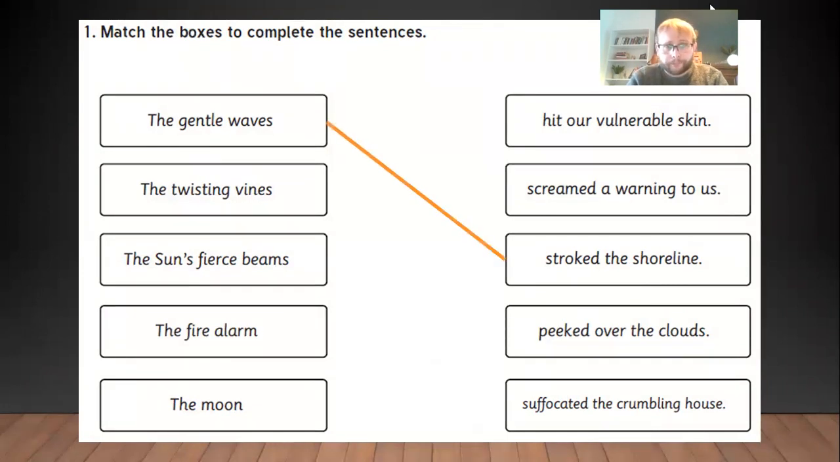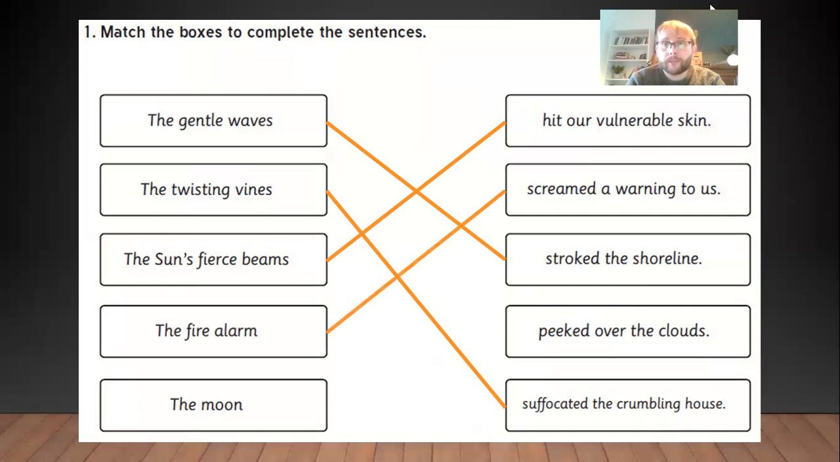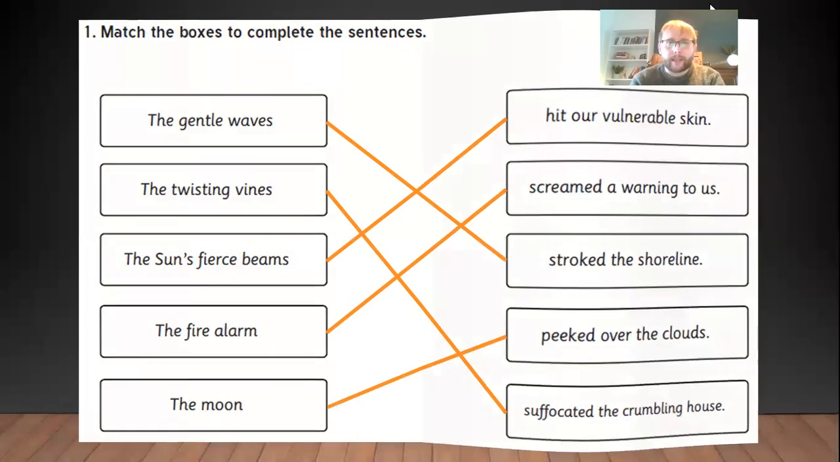Okay, so: the gentle waves stroked the shoreline. The twisting vines suffocated the crumbling house. The sun's fierce beams hit our vulnerable skin. The fire alarm screamed a warning to us, and the moon peeked over the clouds. Hopefully they were the sentences you wrote down. I'll see when you send them in later.